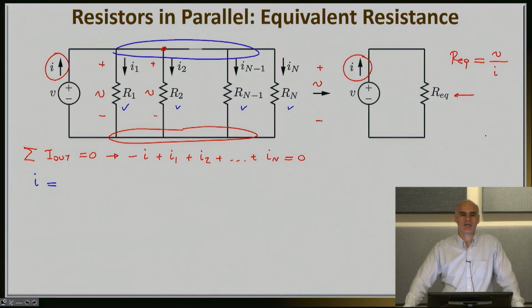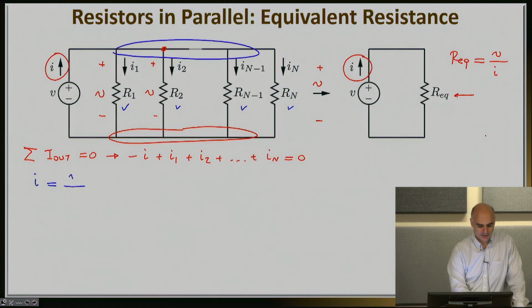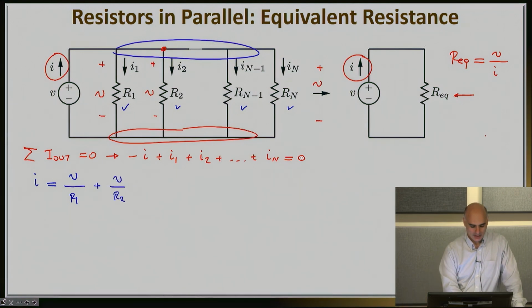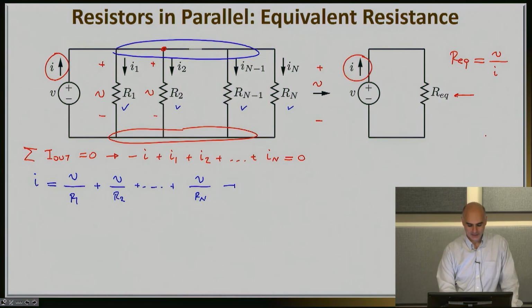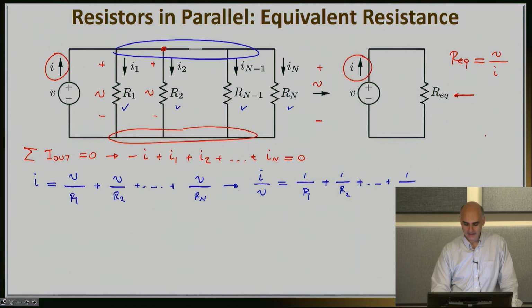Or I can write this as I, if I take this current to the left-hand side, will be equal to I1. Well, but I1 can be written by Ohm's law as nothing else but V divided by R1, plus I2, which is V divided by R2, and so on all the way to In, which will be V divided by Rn. Now, if I divide both sides of the equation with V, I will get that I divided by V is equal to 1 by R1, plus 1 by R2, plus all the way to 1 by Rn.